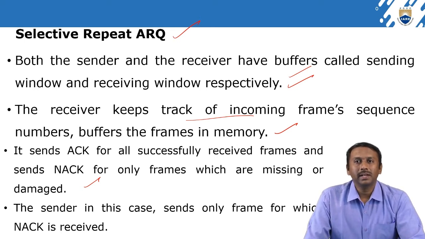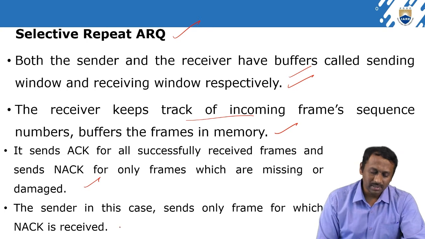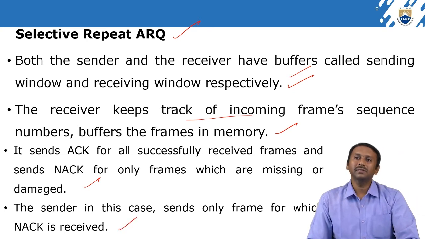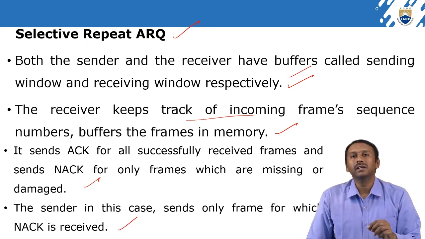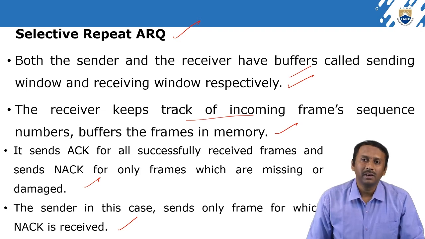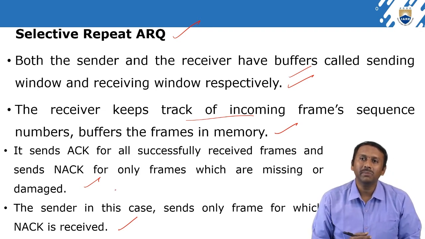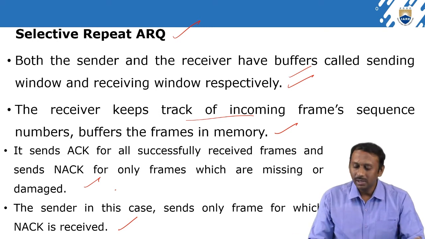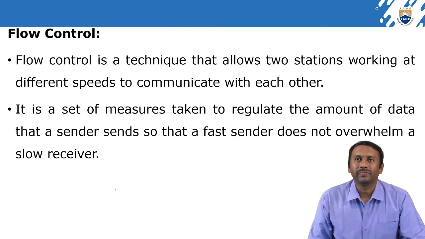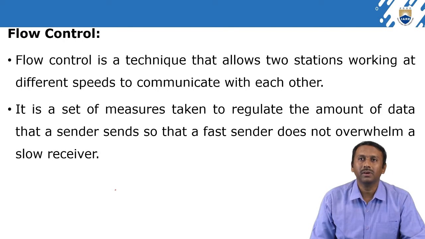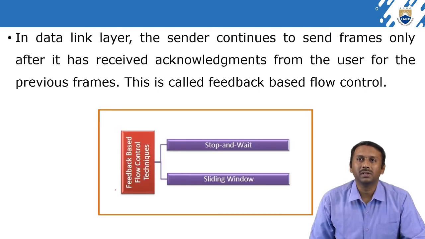The sender in this case sends only the frames for which a negative acknowledgement is received. So if any negative acknowledgement is received, only those frames are going to be resent. Okay, so this flow control is completed.